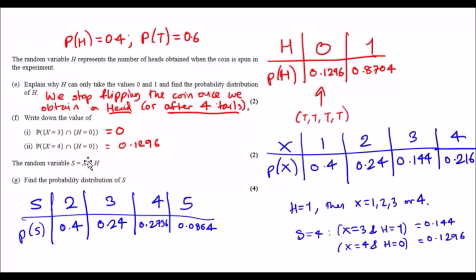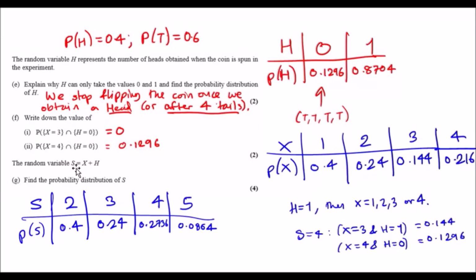Now as for this one, this is possible because if you spun it 4 times, you may possibly get head on the 4th spin, or you don't. This is asking for the time when you don't get head, and when you don't get head, this is the 4 tails assumption. So it will be the result of 4 tails, so 0.1296. So that's quite okay.